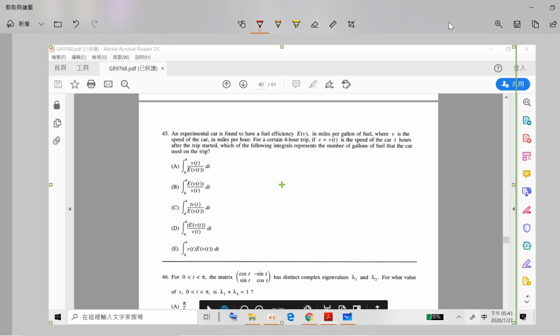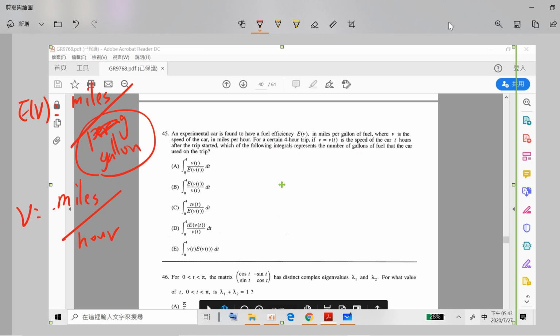So the experimental manual car has to be found the efficiency E of V in miles per gallon. So E of V is miles per gallon. And V is the speed, miles per hour. So basically we are asking about how many gallons. So remember, we are asking about how many gallons. So gallon should be in the numerator.